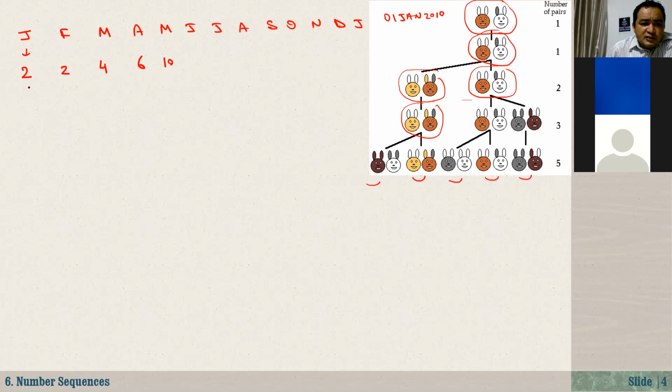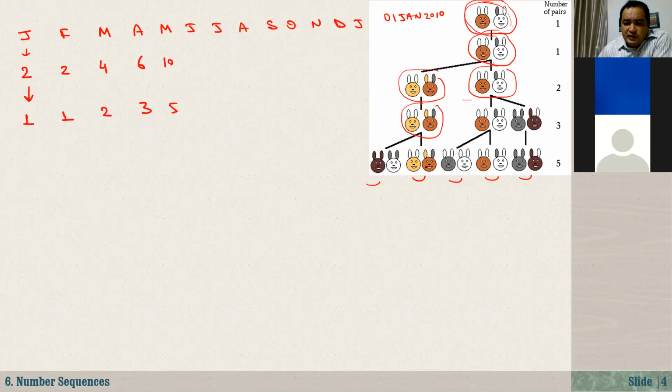Now these are pairs. If I just write them in pairs, here we have 1 pair in January. We had 1 pair of rabbits. Again, in February, we had 1 pair of rabbits. And because they give birth to 2 new babies, now here we have 2 pairs of rabbits, right? 1, 2 pairs. And after that, in April, we have 3 pairs. And in March, we have 5 pairs and continue.